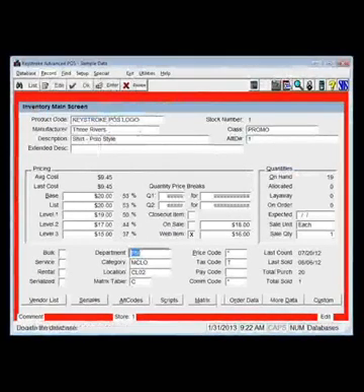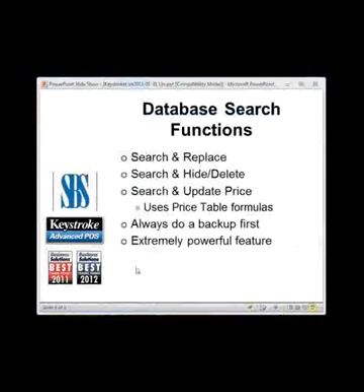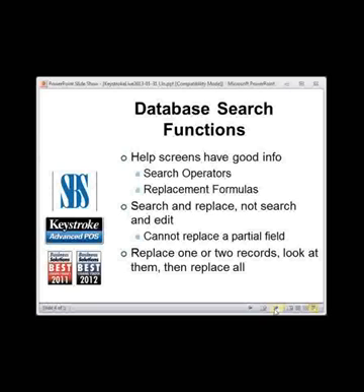It's very, very important. I do want to go back and reiterate. You do want to always have a backup because this is powerful. You can blow out all kinds of fields. Very, very important. Always take a look at one or two records to make sure your criteria is working, and then you can let Keystroke do all of it.